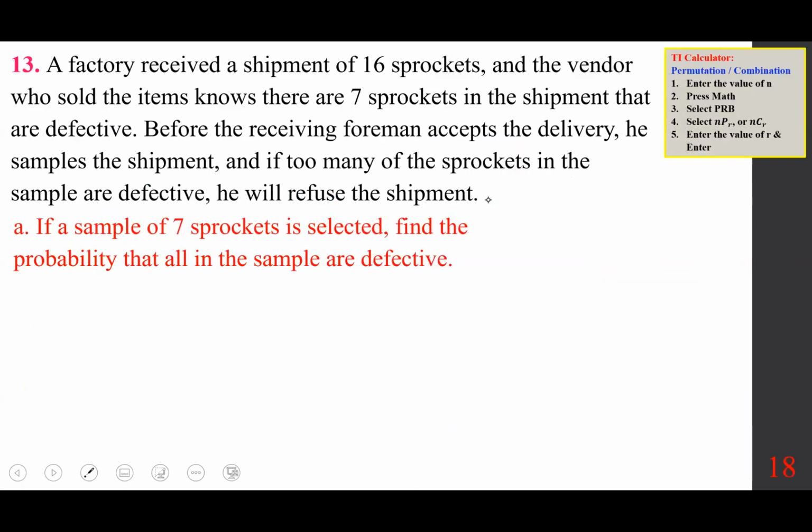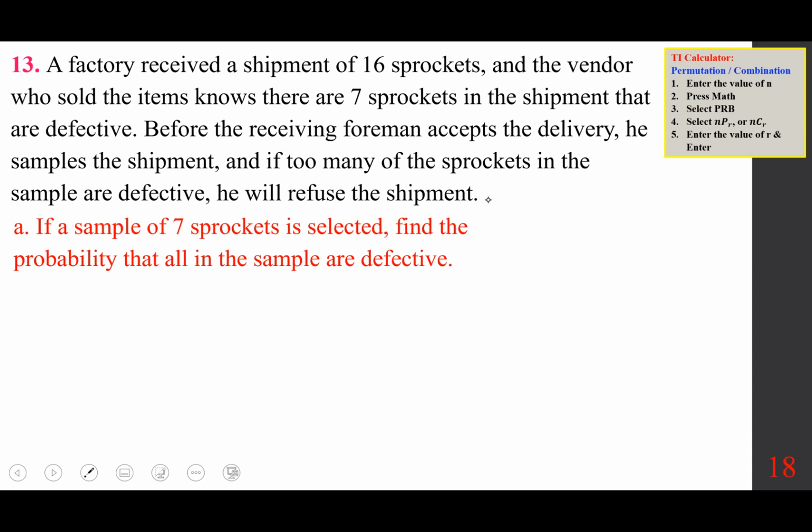Could somebody read this question, please? A factory received a shipment of 16 sprockets, and the vendor who sold the items knows there are 7 sprockets in the shipment that are defective. Before the receiving foreman accepts the delivery, he samples the shipment, and if too many of the sprockets in the sample are defective, he will refuse the shipment. If a sample of 7 sprockets is selected, find the probability that all in the sample are defective.